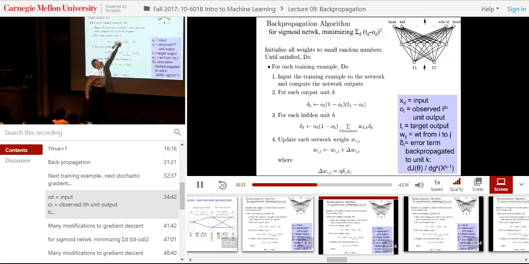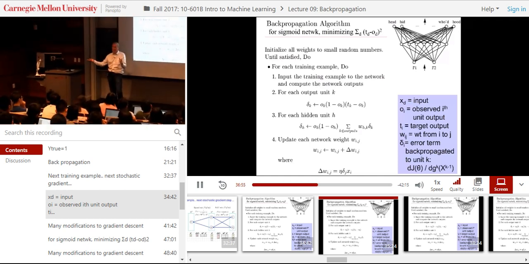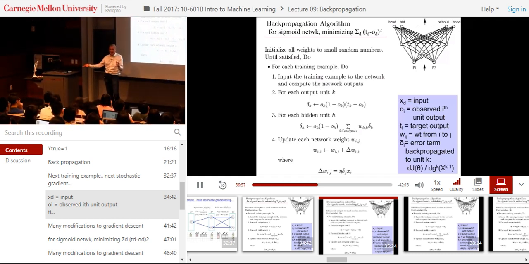So basically, we want to sum over our training examples and over the outputs the squared error, the difference between what the network outputs and what the training examples said it should have. And as we mentioned when we talked about linear regression, the sum of squared errors, if we minimize it, is equivalent to minimizing the negative log likelihood if we assume we have zero mean Gaussian noise added to the outputs.